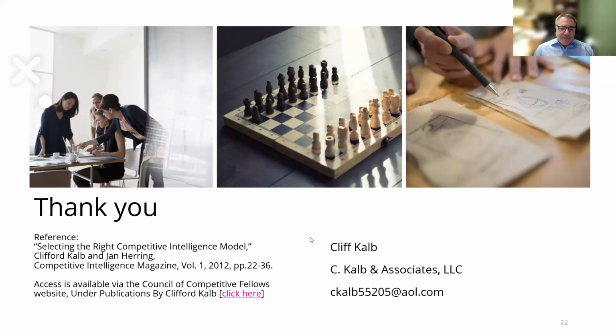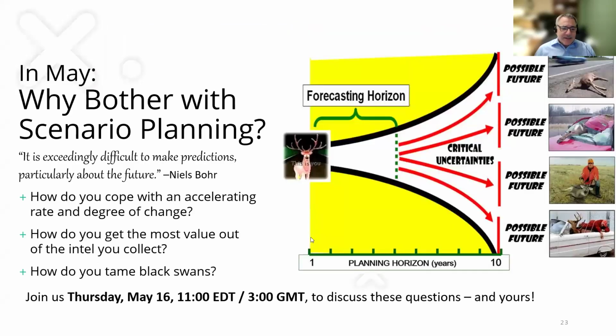And on the next slide, I'll highlight the fact that next month, in May, we're going to be talking about scenario planning. And the key question there is, why bother with scenario planning? There are some very good reasons why you may want to. In fact, that deer in the headlights of your car shown there in that graph has a number of potential outcomes, only one of which may be what you're really looking for. So we're going to be looking at those questions.